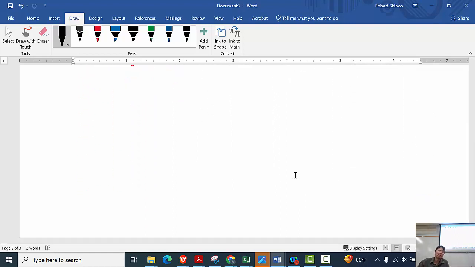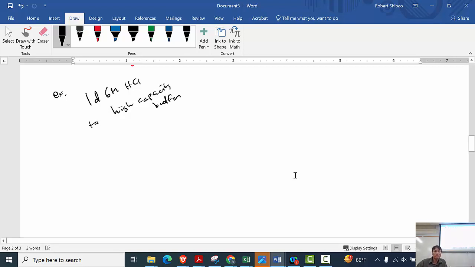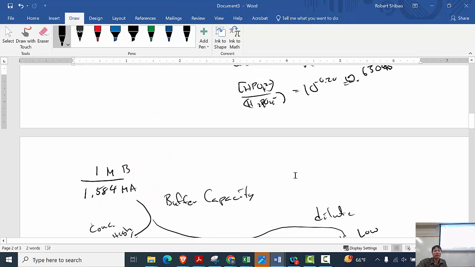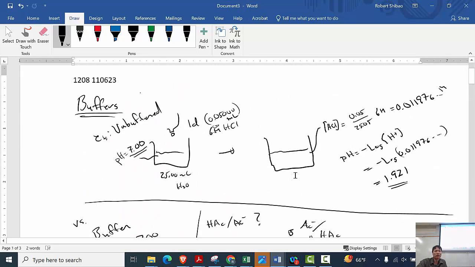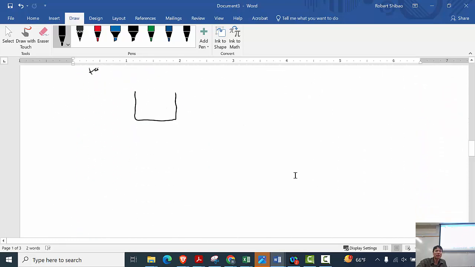All right, so the first calculation we're going to do is 1 drop of 6 molar HCl to our high capacity buffer. So what I'm going to do is do the same thing. Actually, it depends. What volume of buffer should I use? Does it matter? Well, to be fair, I should use the same amount as I did for water. How much water did I use here? I used 25 milliliters of water and added 1 drop of 6 molar HCl. So what I'm going to do down here is take 25 milliliters of the high capacity buffer.